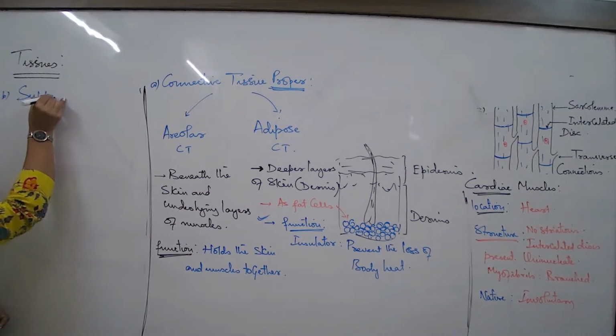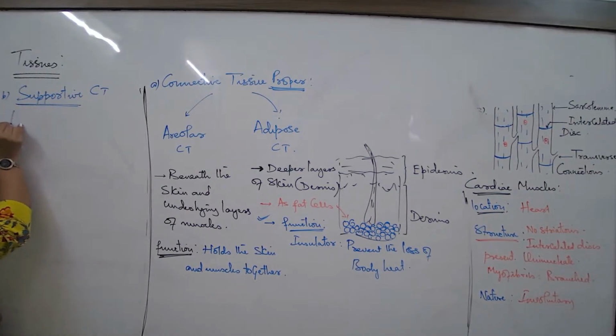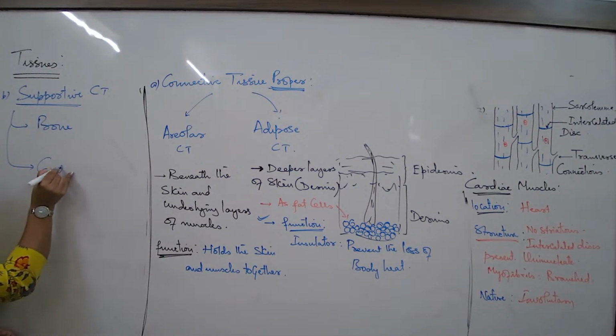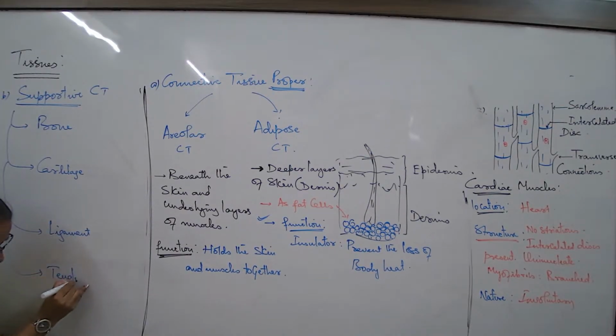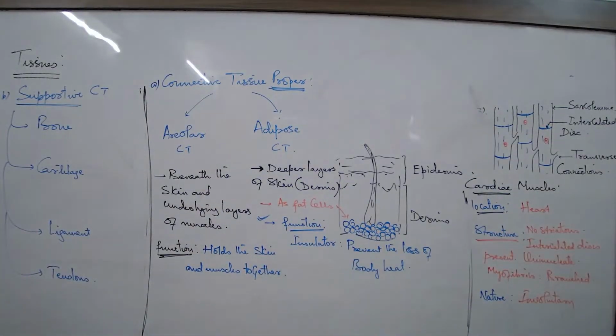Next is the supportive connective tissues. Now, supportive connective tissues, four types. What are the supportive connective tissues? One would be bones. The second would be cartilage. The third would be ligament. And the fourth would be tendons. The four types of supportive connective tissue are bone, cartilage, ligament and tendons.